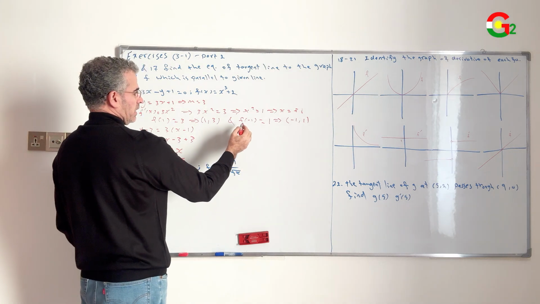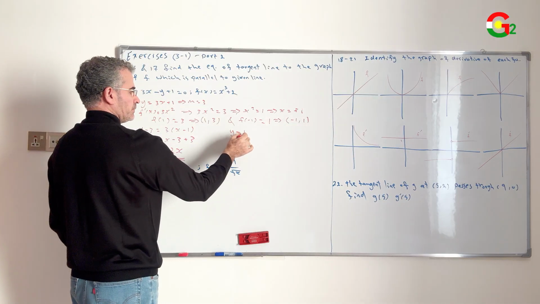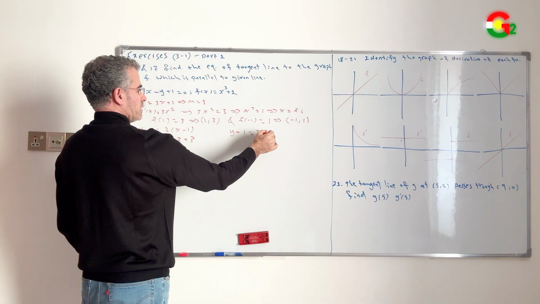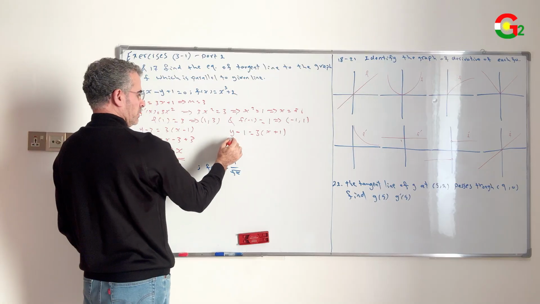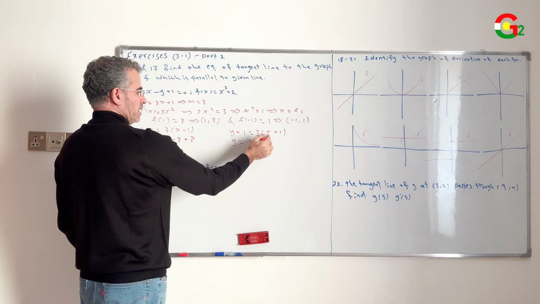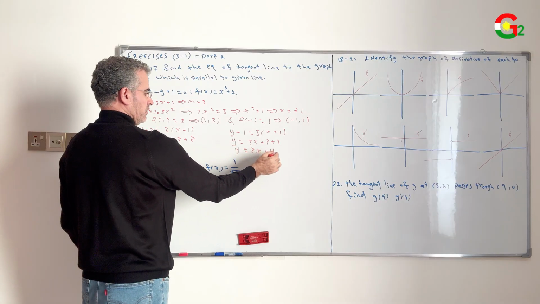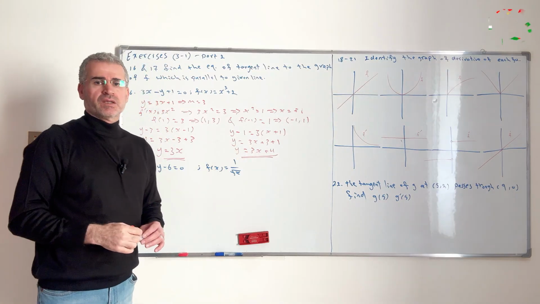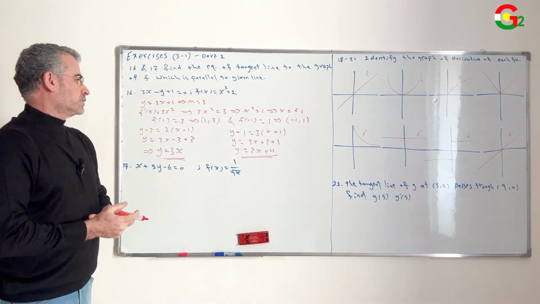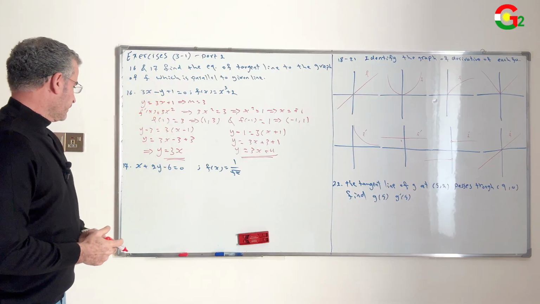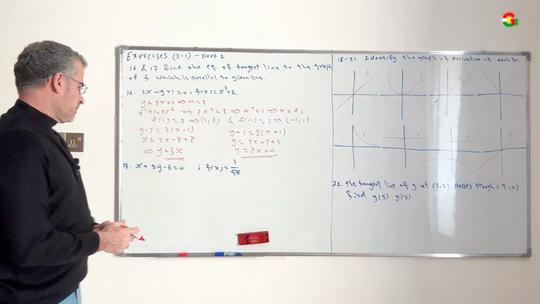The second tangent line: y minus y1 equal to the slope 3 times x minus x1, so y minus 1 equal to 3 times x plus 1. Y equal to 3x plus 3 plus 1, y equal to 3x plus 4. This is the second tangent line to this graph, which is parallel to this line. Question number 17, the same steps.